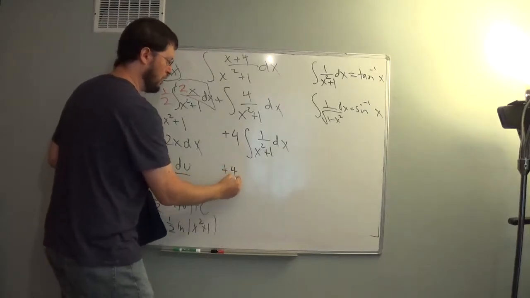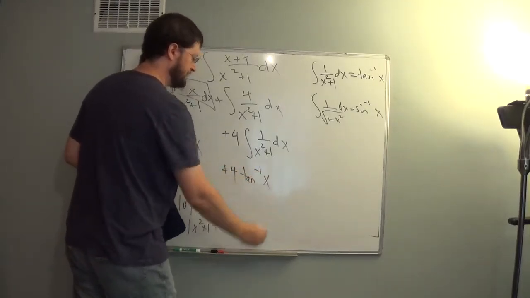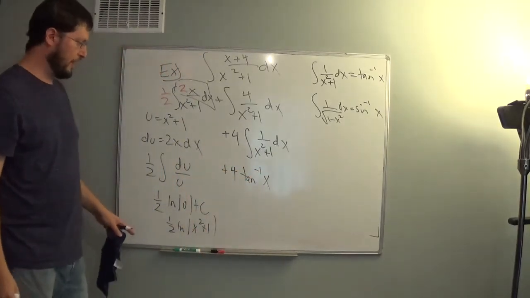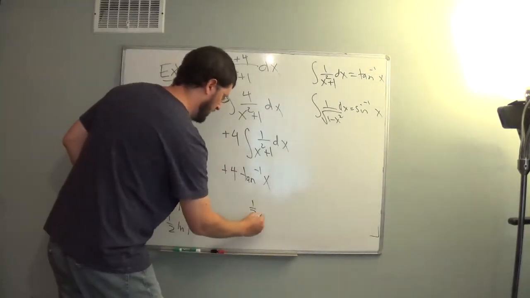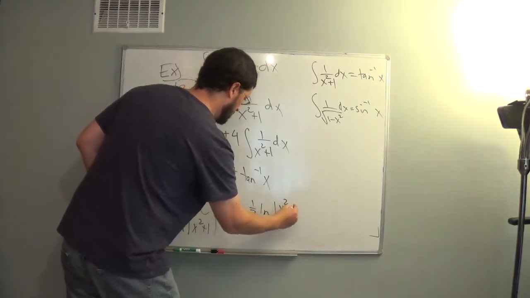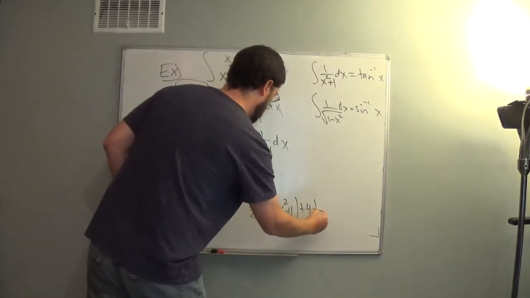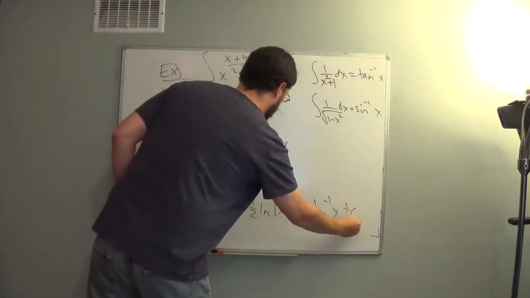This then is 4 tan inverse of x. So the final answer will be this and this: 1/2 ln absolute value of x squared plus 1 plus 4 tan inverse of x plus c.